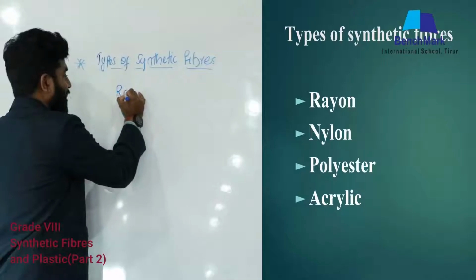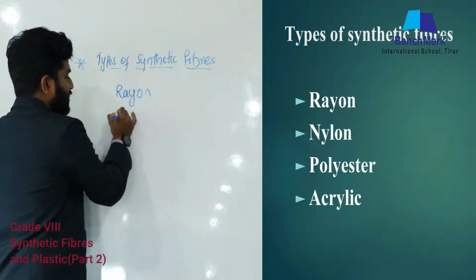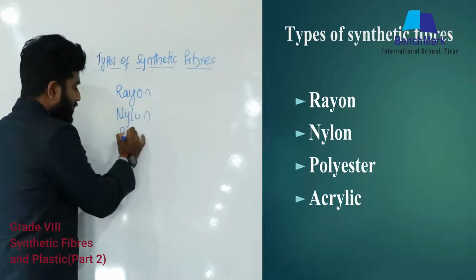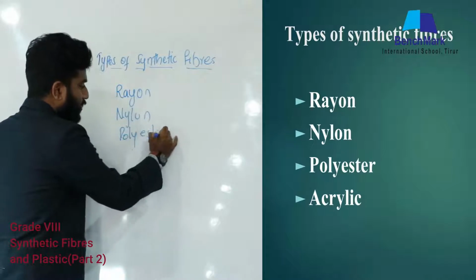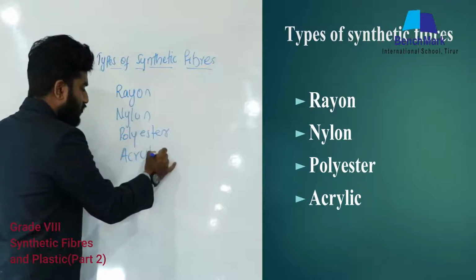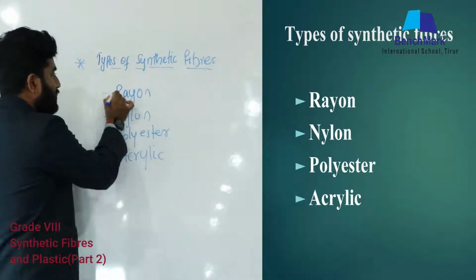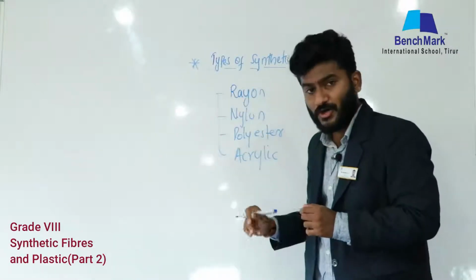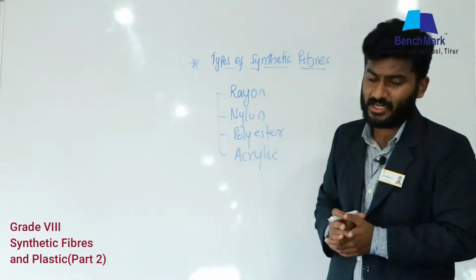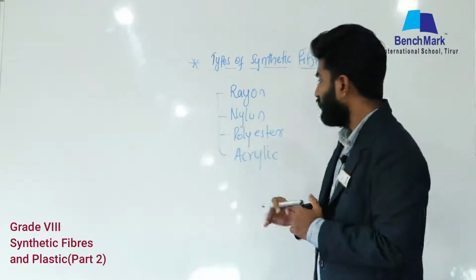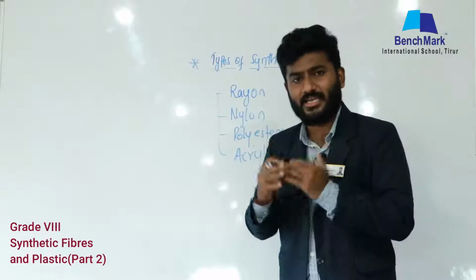They are rayon, second one is nylon, third one is polyester, and the last one is acrylic. Okay, so we have to discuss 4 types of synthetic fibers. They are rayon, nylon, polyester and acrylic. So in this class, we will discuss rayon, nylon, polyester and acrylic in detail.